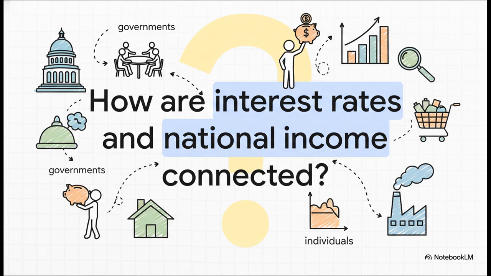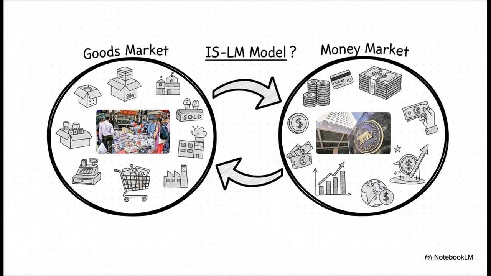At the heart of this whole thing is a really big question, one that affects everybody, from huge governments all the way down to you and me. How are interest rates, the cost of borrowing money, and the total income of a nation, its GDP, how do they actually affect each other? Well, to get to the answer, the model does something pretty clever. It simplifies the entire messy economy into two different but totally connected worlds.